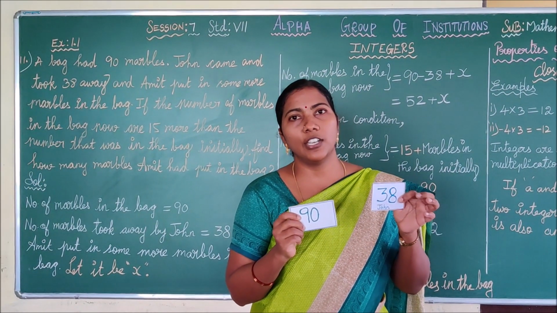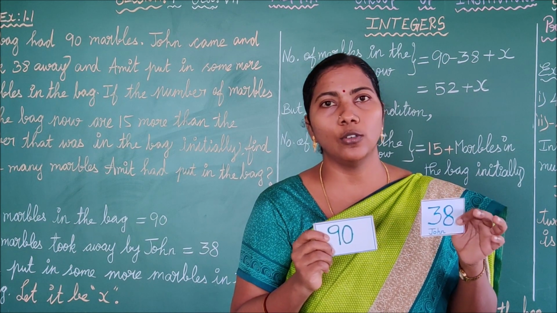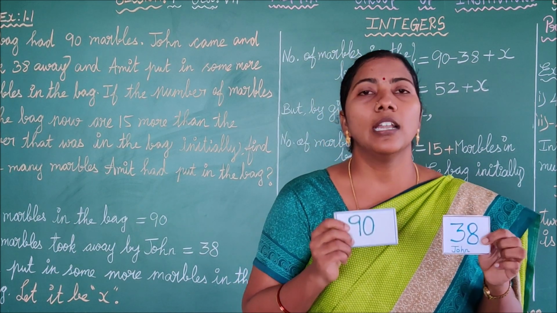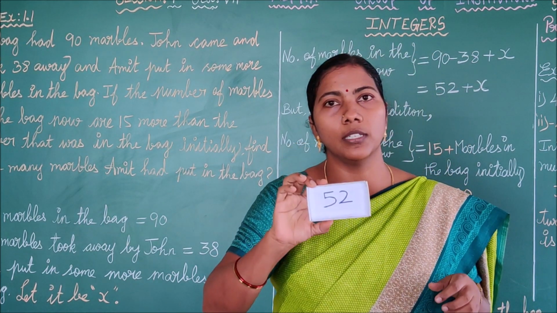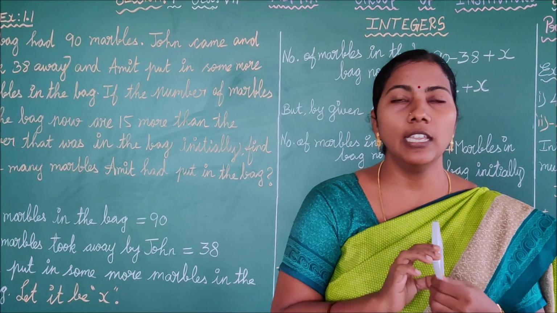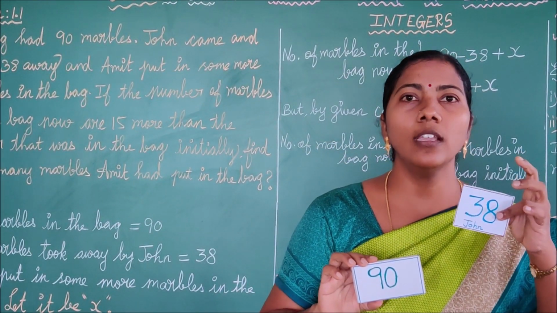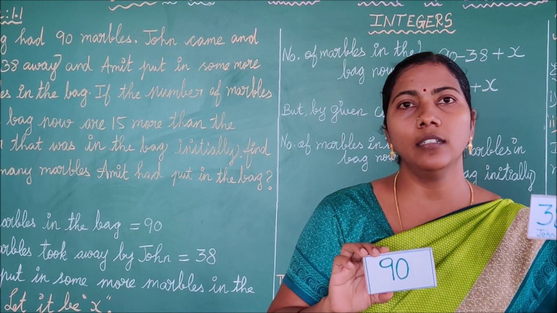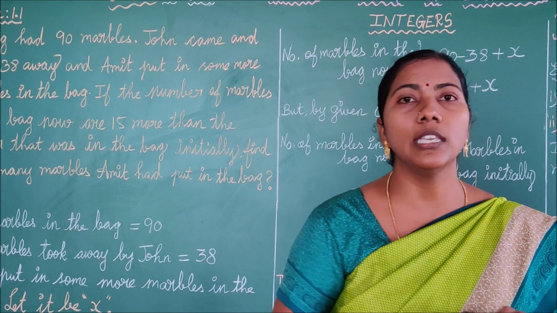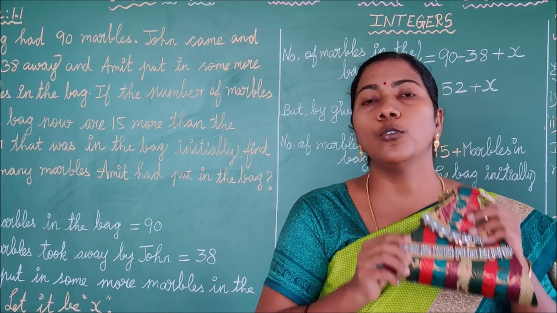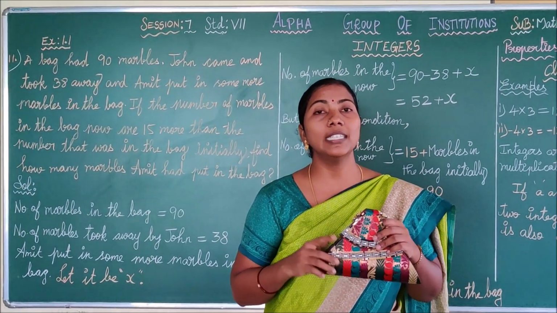Now round off the 38 into 40. Subtract the 40 from 90. You get 50 and then add 2, that is 52. Thus, now the bag contains 52 marbles. It is clear, children? Initially, the bag has 90 marbles and John took away 38 marbles. By subtracting 38 from 90, we get 52. That is, now this bag has 52 marbles. It's clear, children? Now the next person comes, that is Amit.